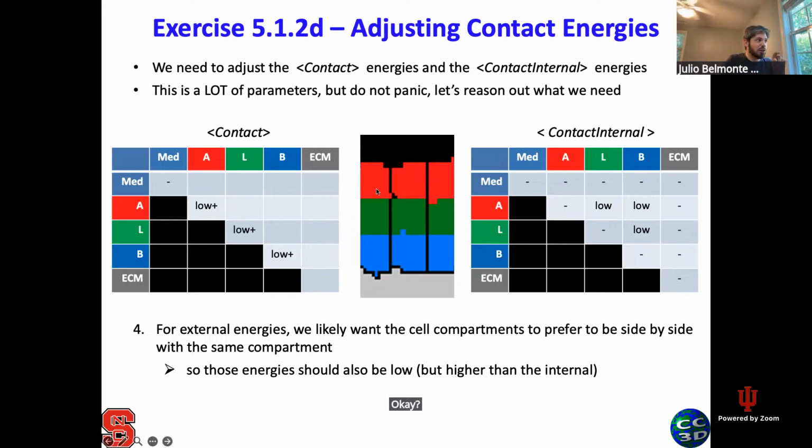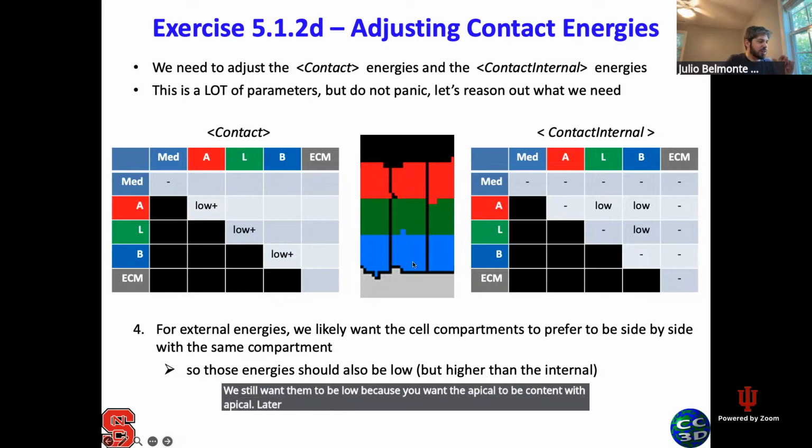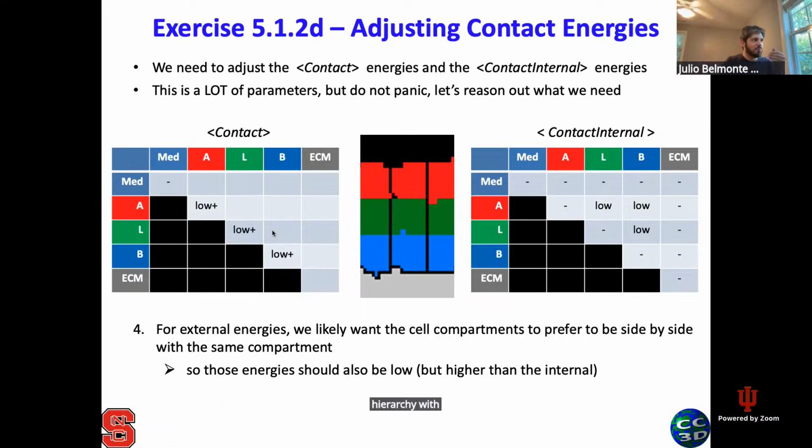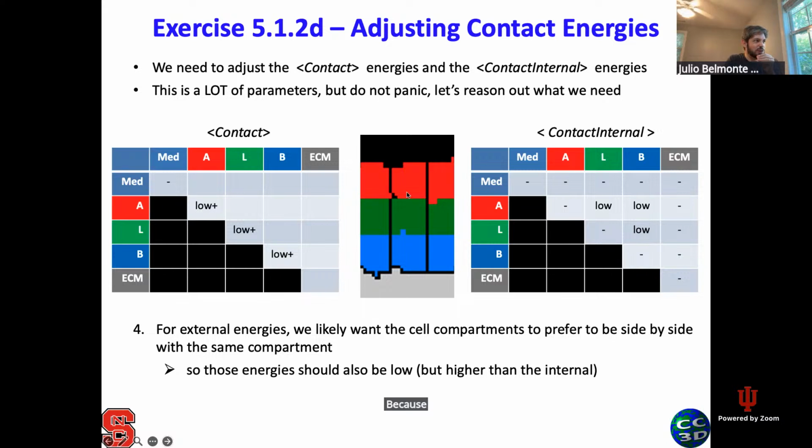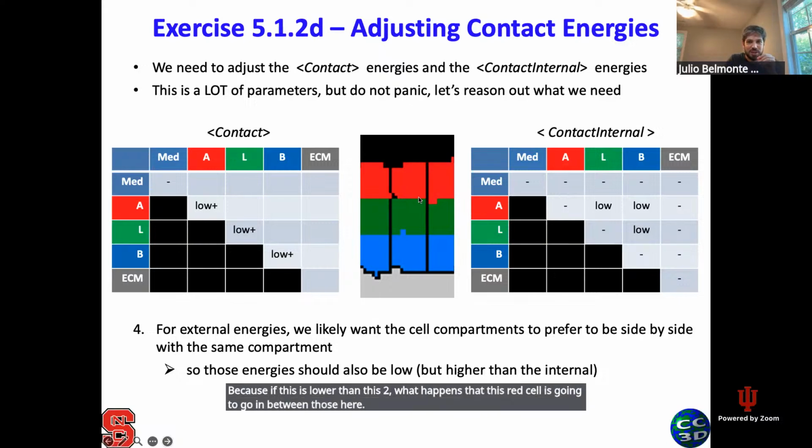You still want them to be low because you want the apical in contact with apical, lateral with lateral, and basal with basal. You want them to pair with one another. So they have to be low, but they don't have to be lower than the internal ones. Because if this is lower than these two, this red cell is going to go in between those here. Does it make sense?